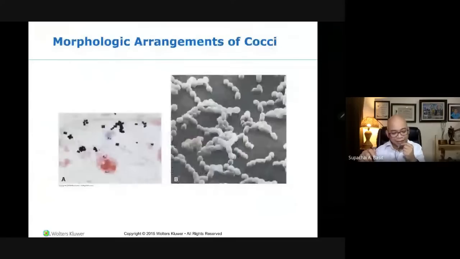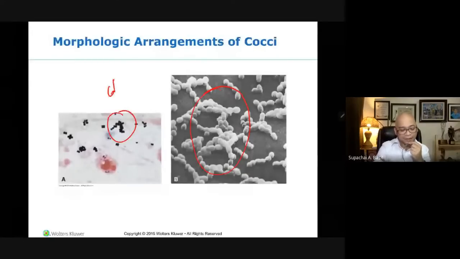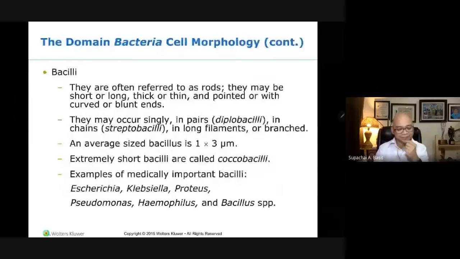So here is an electron micrograph view of Staphylococcus. And here is the gram stain. For the gram stain, we consider them as gram-positive cocci. Okay, so let's talk about the bacilli.